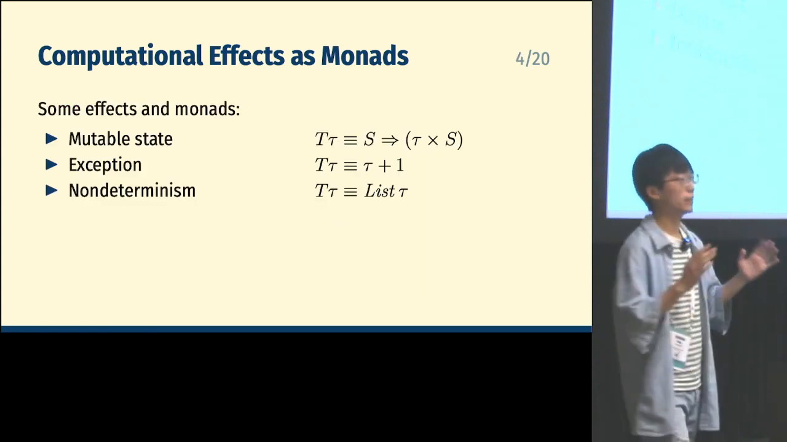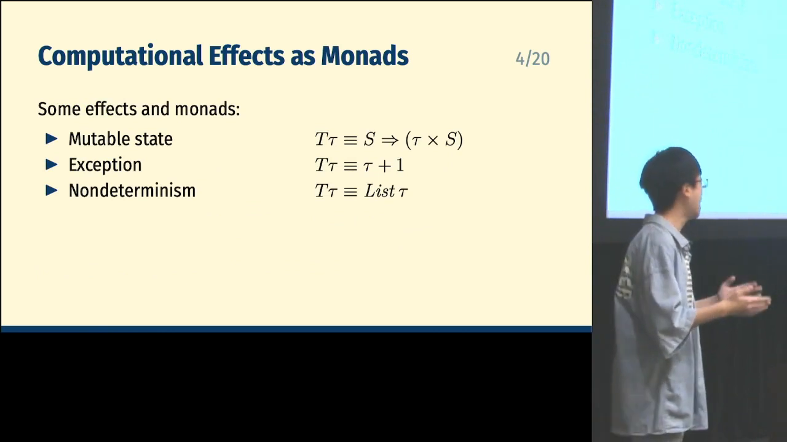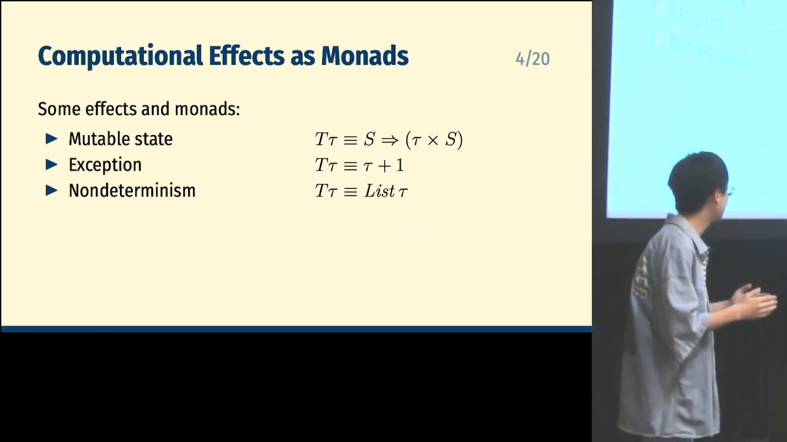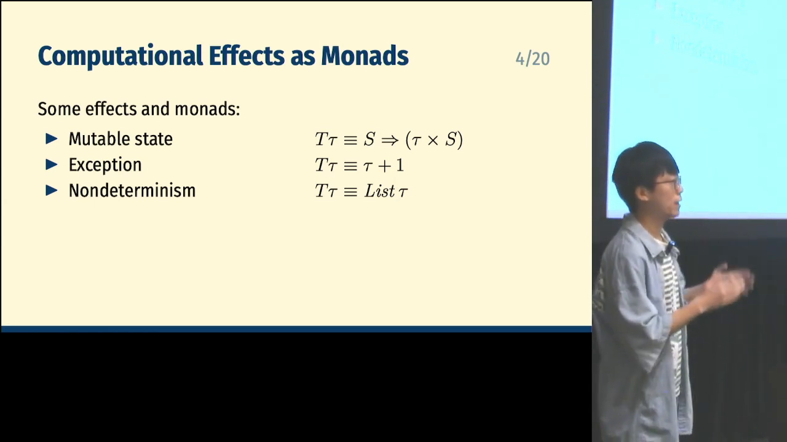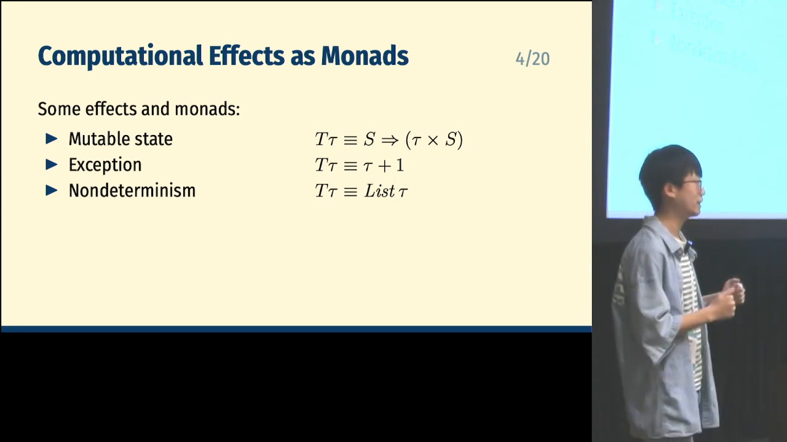For some well-known examples, we have the effect of mutable state, which is modeled by the state monad, S → τ × S. But of course, this monad only makes sense when we have the arrow type, the function type, and the product type in the underlying type theory.